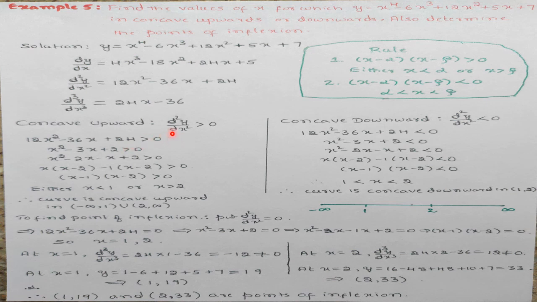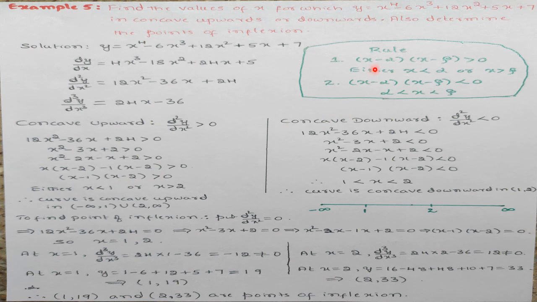Here d square y by dx square greater than 0 means 12x square minus 36x plus 24 is greater than 0. Take 12 common, the remaining is x square minus 3x plus 2 greater than 0. Next, let's factorize it, which can be written as x minus 1 into x minus 2, which is greater than 0.